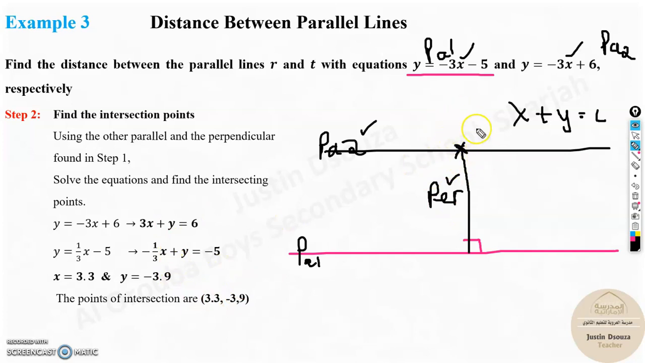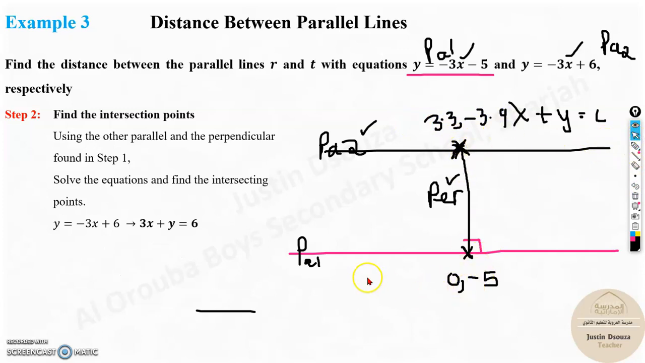So now we got this intersecting point. Do you remember which point over here was considered? We had considered one point. I had told take x is 0 and the y was minus 5. So we know over here the perpendicular line touches the initial line at 0 comma minus 5. And what about this? We just now solved it. It is 3.3 comma minus 3.9. So now we know both the intersecting points.